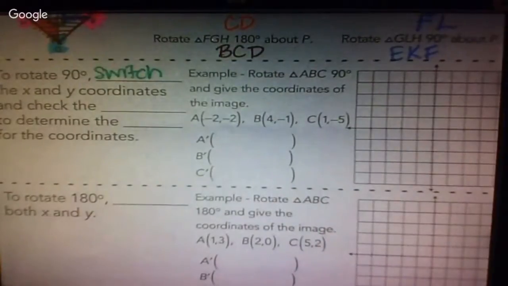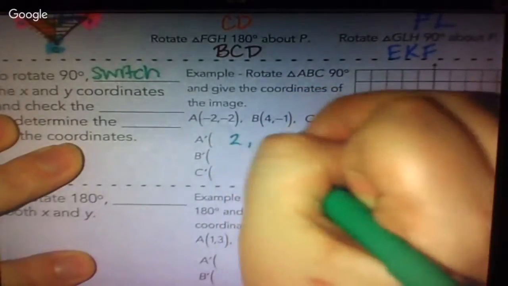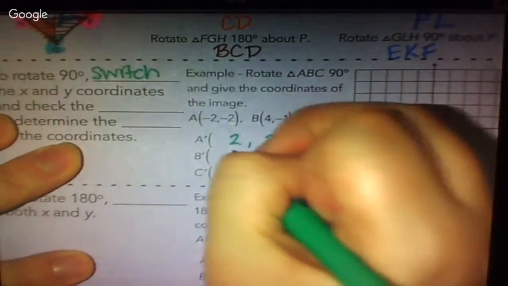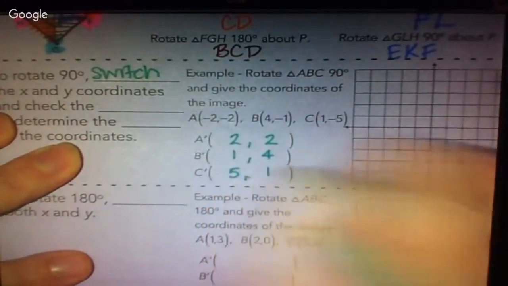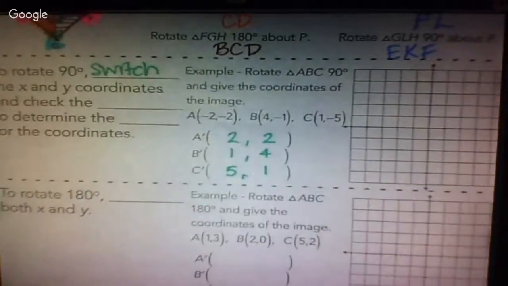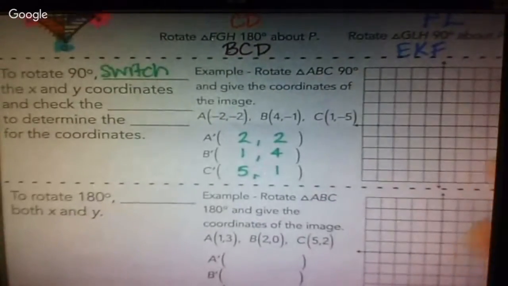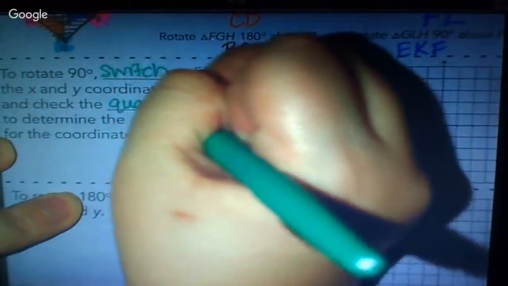That's when I told you to take the points and switch the places of your numbers. A is really not going to matter because it's 2, 2, so it stays 2, 2. B now becomes 1, 4, and C becomes 5, 1. Switch your X and Y coordinates. They're all positive for right now, but we're not done yet. Check the quadrant to determine the sign.